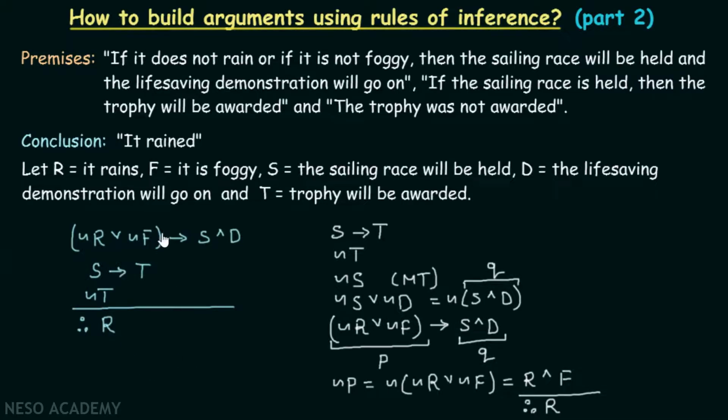R. So we can say that this argument is a valid argument, as we were able to construct and build this argument using rules of inference. And finally, we were able to obtain a conclusion using this set of premises.